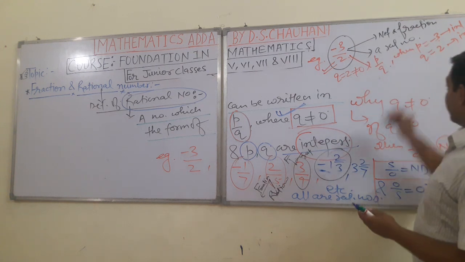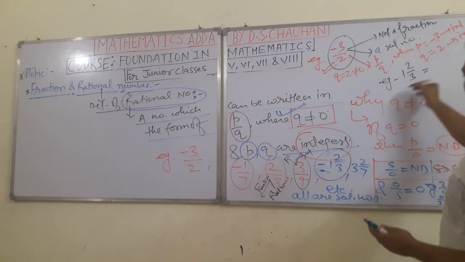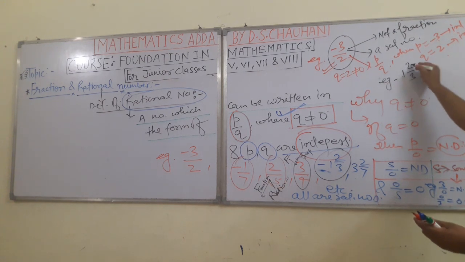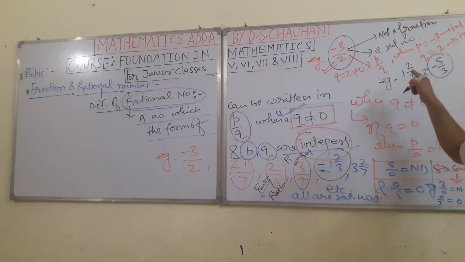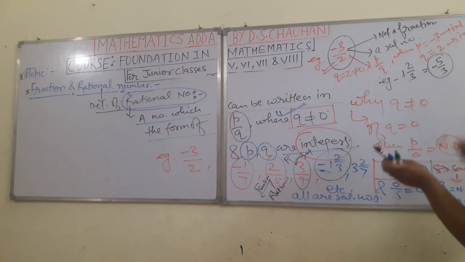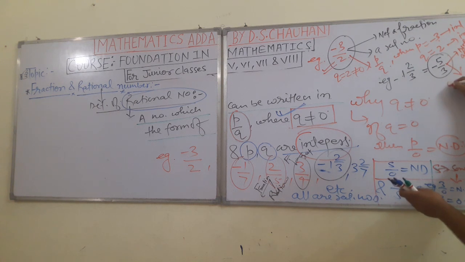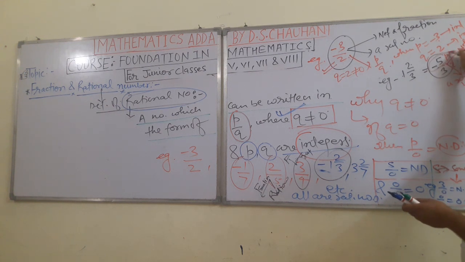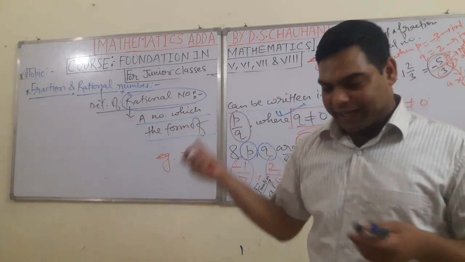Here, to this question, minus 1 whole 2 by 3. Look, we can solve it as 3 times 1 is 3, 3 plus 2 is 5, so minus 5 by 3. Here minus 5 is a negative integer, so being a negative integer, this is not a fraction, while this is a rational number. Why is it rational? Because it is of the form p by q, where p is minus 5, an integer, and q is 3, an integer, negative and positive respectively.